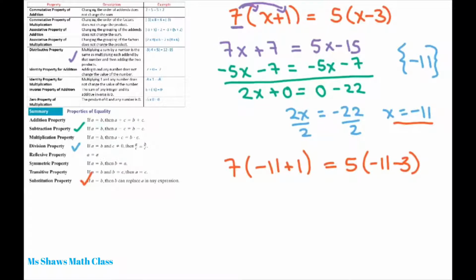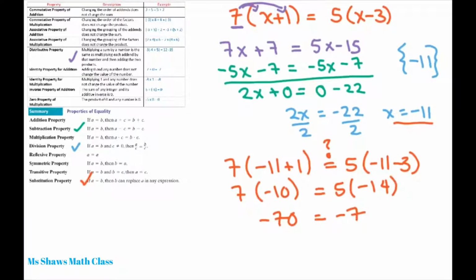We want to see if the left-hand side of the equation equals the right-hand side. So let's take care of the parentheses. Negative 11 plus 1 is negative 10. And negative 11 minus 3 is negative 14. So 7 times negative 10 is negative 70. And 5 times negative 14 is negative 70. They do equal, so negative 11 is our solution set.